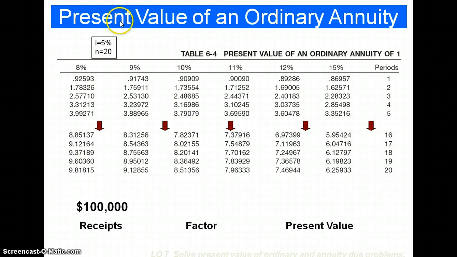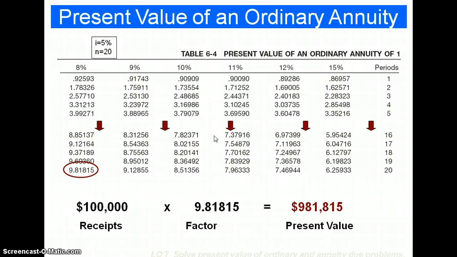Let's assume an interest rate of 5%. I don't think that's right. I think we're using an interest rate of 8%. So that is a mistake. Let's assume an interest rate of 8% for 20 periods. So 8%, 20 periods. We get a present value factor of 9.81815. So $100,000 times 9.81815 gives us a present value of $981,815.